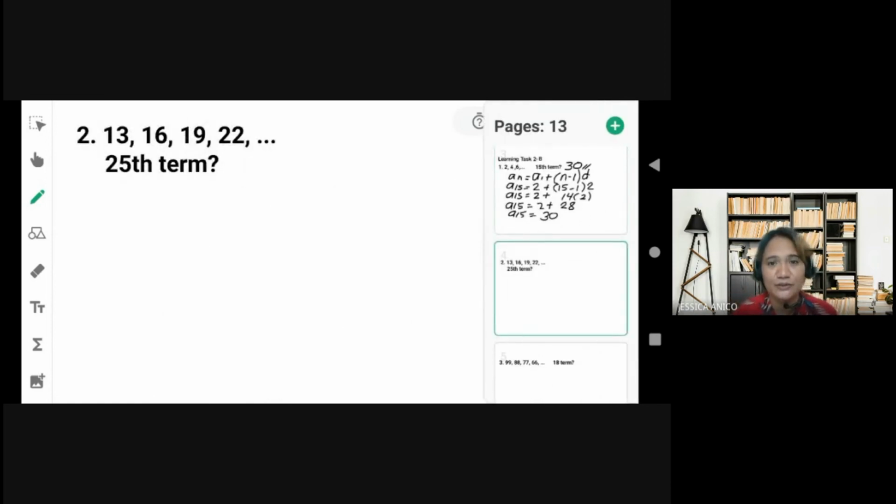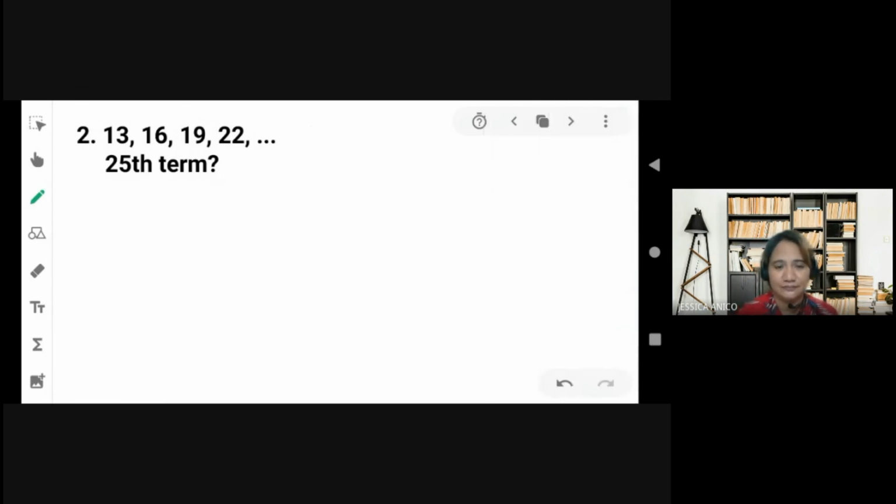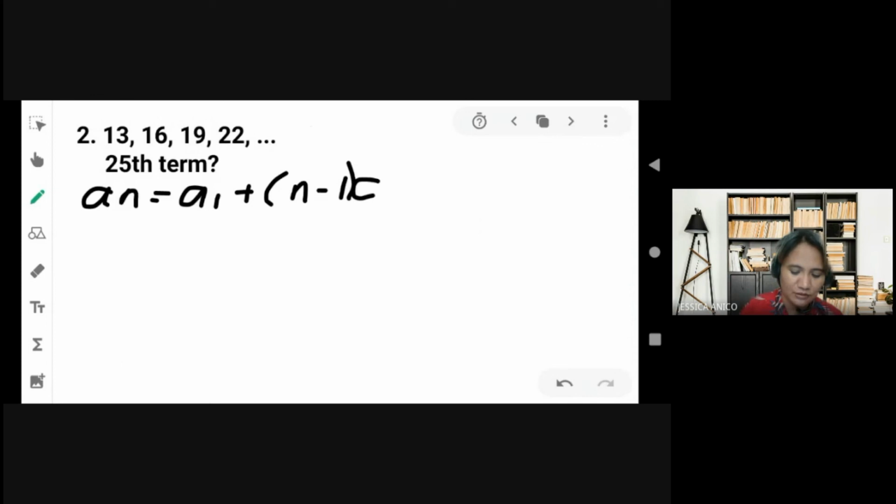Let us try number 2. We have 13, 16, 19, and 22. That is an arithmetic sequence. We need to find the 25th term. Again, we will going to use the formula finding the terms in the arithmetic sequence. That is a sub n equals a sub 1 plus n minus 1 multiply to d.